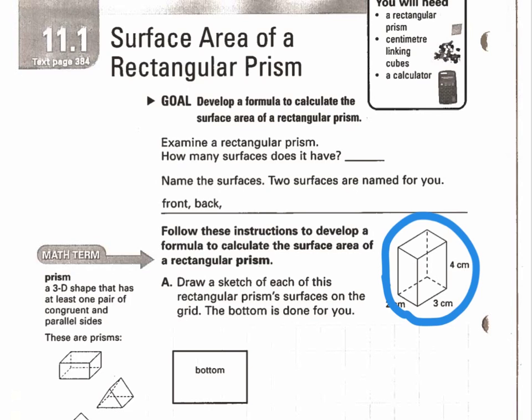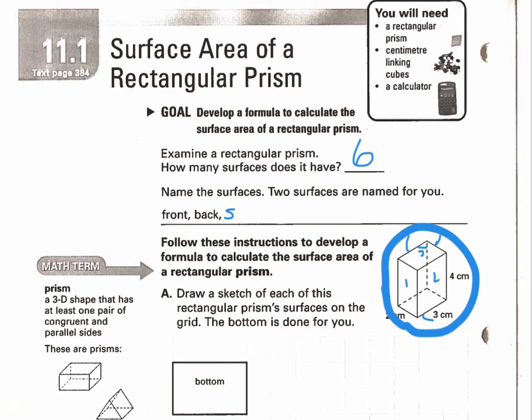It has 6 sides. 1, 2, 3, 4, 5 on top, and 6 on the bottom. The surfaces are named: the front, the back, the sides, and there's 2 of them, and we have the top and the bottom.